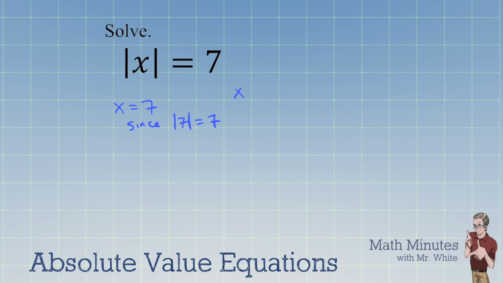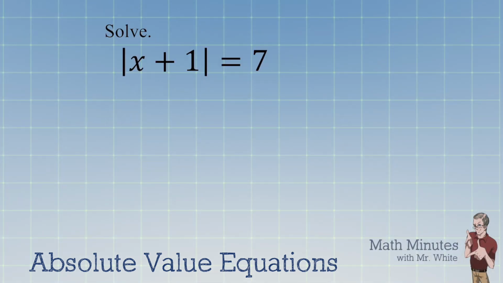Is there another answer maybe whose absolute value is 7? Well, the second answer is negative 7. The absolute value of negative 7 is 7. So we have two answers to the absolute value equation. Most of the absolute value equations do give two different answers. So we have to keep that in mind as we're solving these.